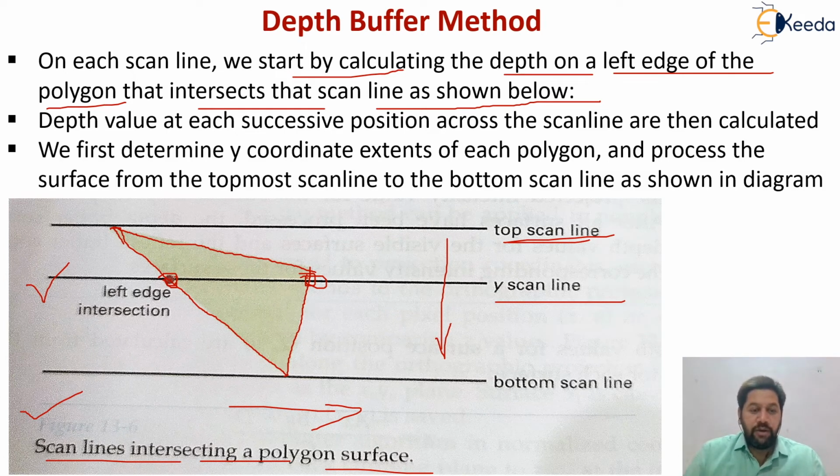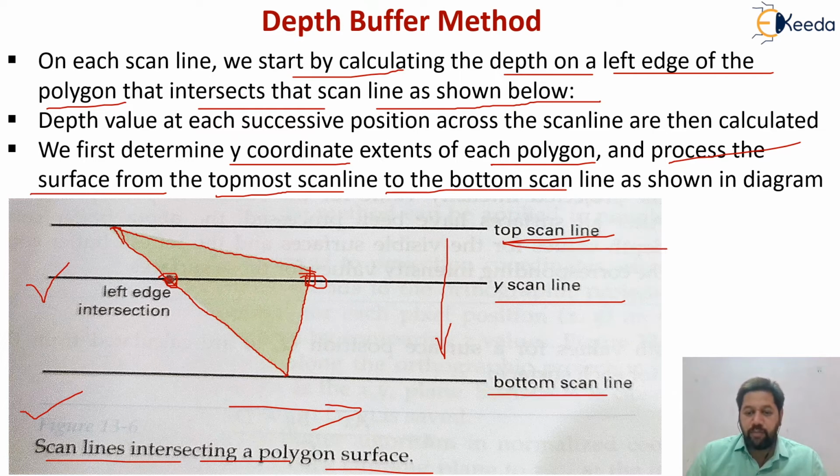Now, whatever I have just explained, I have written in this point. We first determine the y coordinate extent of each polygon. First we determine the y value, then start processing from the y value and process the surface from the topmost scan line to the bottom. That's why this is my topmost scan line, and this is my bottom scan line. So I'm going to process this y extent from top to bottom, and process the x value from x left to x right, and that is only for the intersection points.